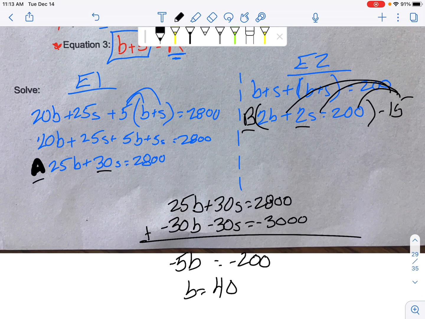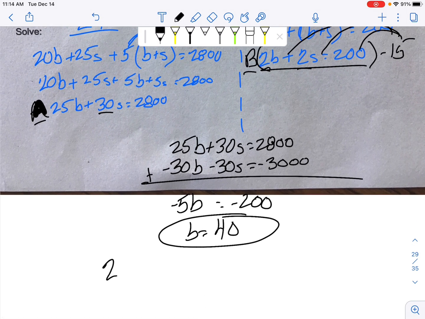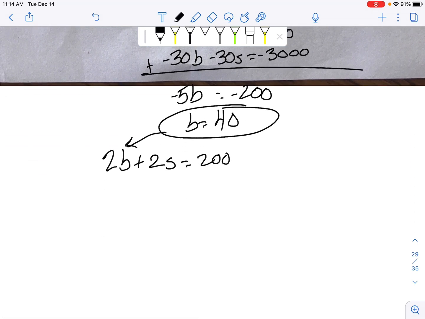The number of backpacks would give me 40. So we found one of our variables, and now just like what we did in number 1 and number 2, we begin to work backwards. We know that backpacks equals 40. We choose our favorite equation with two variables, so either equation A or equation B. I like equation B better because it has smaller numbers. So we've got 2 times B plus 2 times S equals 200. We know that B is 40.